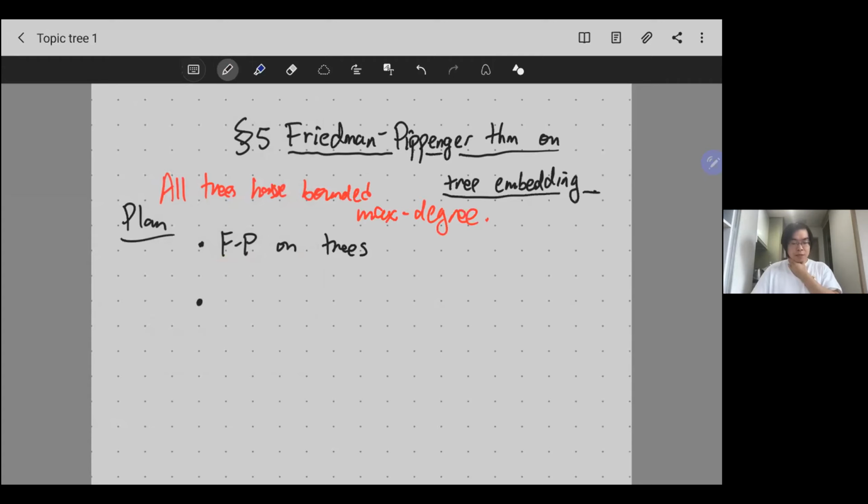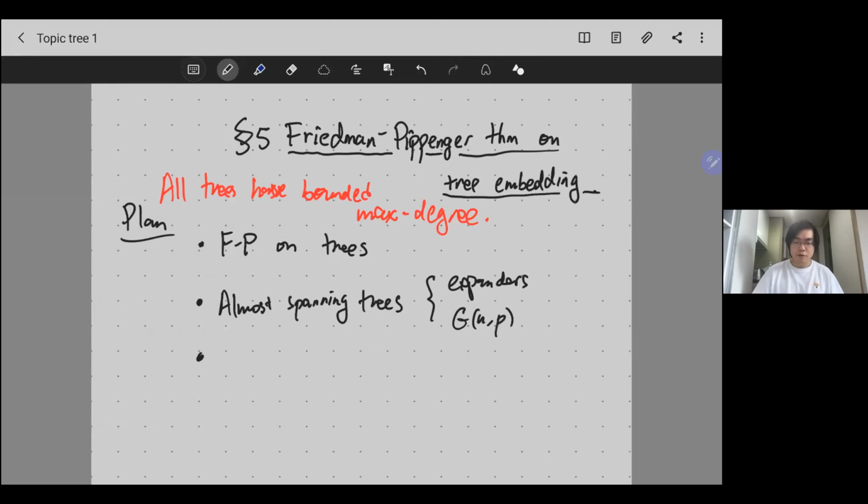Okay, so after introducing the Friedman-Pippenger theorem and proving it, we will see that exactly the same proof actually works for almost spanning trees. Recall that spanning means you use all the vertices in the graph. Almost spanning means it's a tree that occupies 99% of the vertices. In particular, we will find this in expanders and in G(n,p). We look at the threshold.